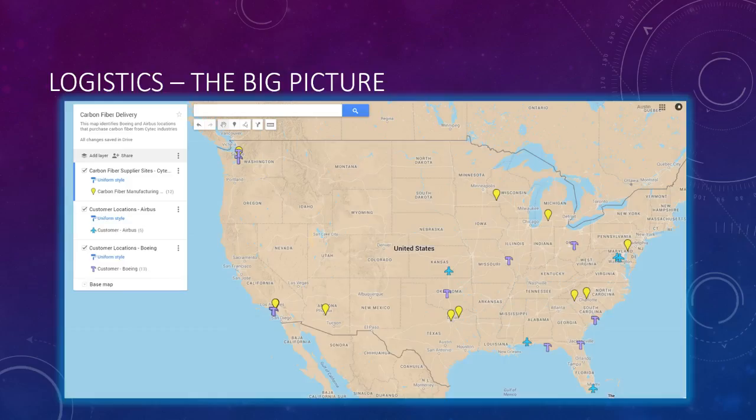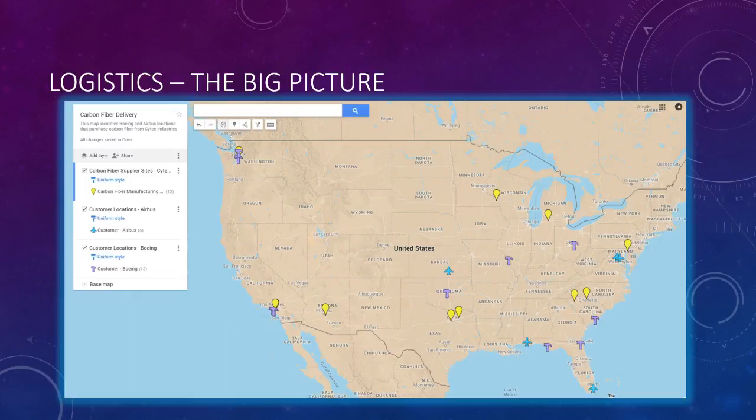To highlight the various distances that carbon fiber companies must travel to deliver their products, I've provided a map. The yellow upside-down teardrop symbols represent the locations of the carbon fiber supplier Cytec Industries. The purple hammers represent a few of the many customer locations of Boeing, and the blue airplanes represent the customer locations of Airbus.